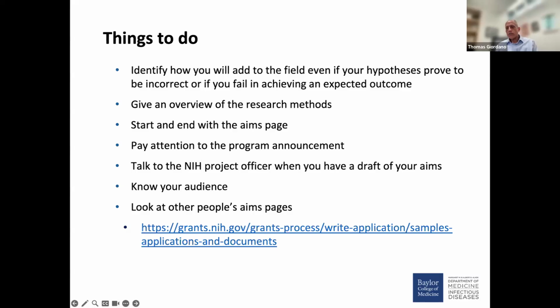Know your audience. If you know what review panel it's going to go to, and that's one of the benefits of talking to the project officer, they can give you some insight into who's going to review this, what panel is going to review it. There are different styles in different fields, like a behavioral science aims page is different than a clinical trial aims page, which is very different from what a laboratory-based aims page might look like. They all have the same structure, but the spacing allocations and such tend to be different.